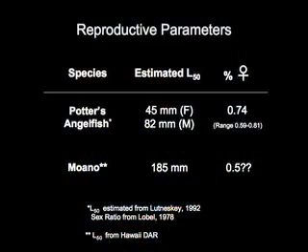For the Potter's angelfish, there was a great paper by Marv Linetsky looking at histological sections of their gonads. And looking through his data, we were able to estimate a size at maturity of 45 millimeters for females and 82 for males. Now, this is a sex-changing fish. It changes from female to male, and it also occurs in female-biased groupings, where the average ratio is about 3 females to every 1 male.